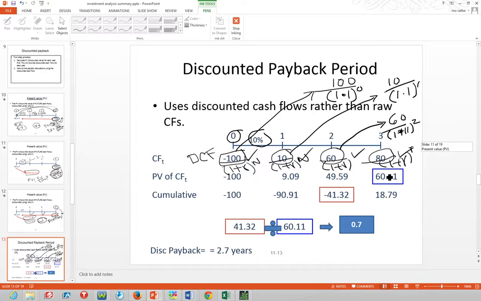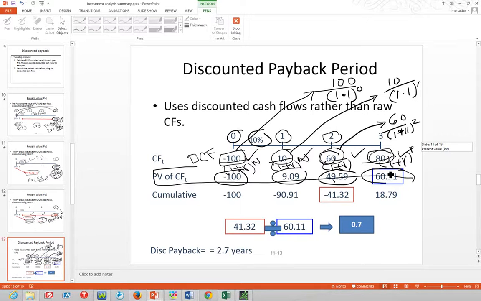If you do the math, the discounted cash flow for year 0 will stay the same, because there is no discounting taking place. This is the number you will get when you discount 10 to the present value for 1 year. This is what you're going to get, 49.59, if you discount the 60 for 2 years. This is what you're going to get if you discount 80 for 3 years. That's the number you'll get. So this is your DCF. Okay.